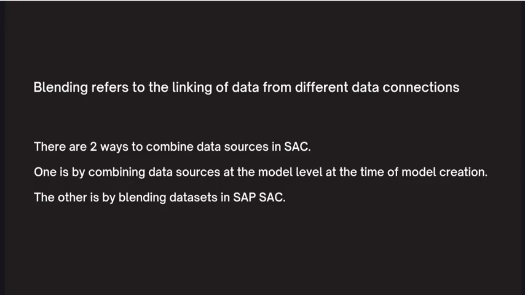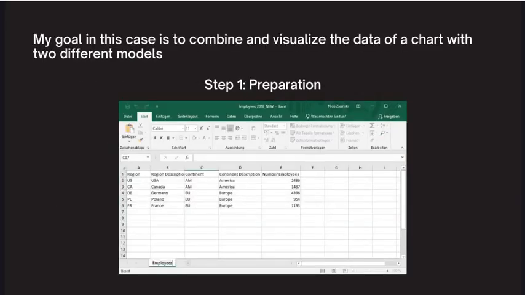In this lecture, I'll deal with data blending in Story. My goal in this case is to combine and visualize the data of a chart with two different models. The first model is a query from an SAP BW system and is connected live. The second model is a local Excel file that we import into SAC later.